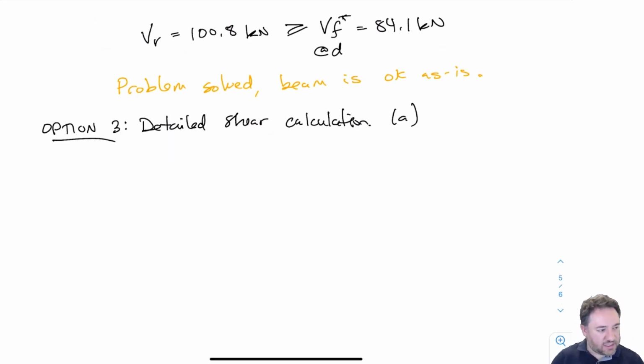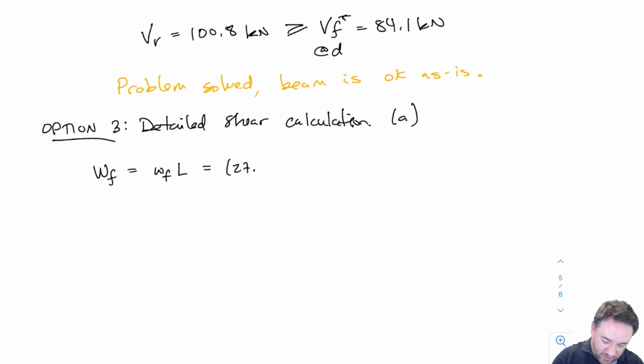So remember that this detailed shear calculation is based on the total factored load, not the shear. So that means that we need to find out what the total factored load is, which is our capital WF, which is WF times L. Depending on your loading condition, obviously, how you calculate your total factored load changes. In this case, since we have a uniformly distributed load, I'm just going to multiply that by L. You remember that this was 27.1 kilonewtons per meter, and my L is 7.5 meters. So I get here 203.3 kilonewtons. So that's my total factored load.